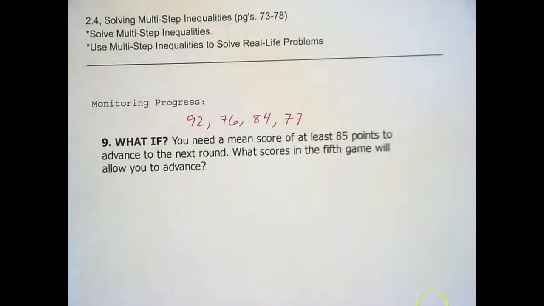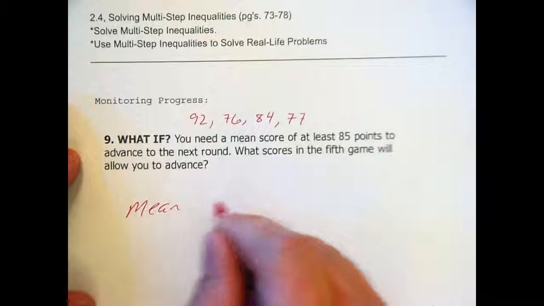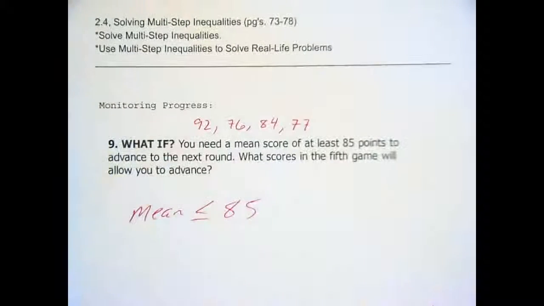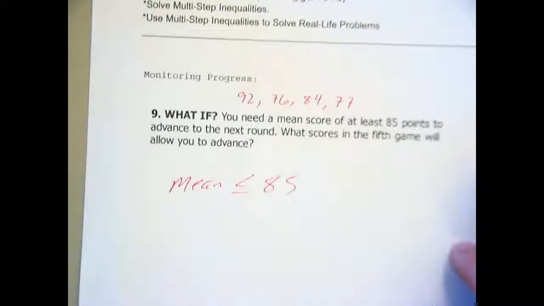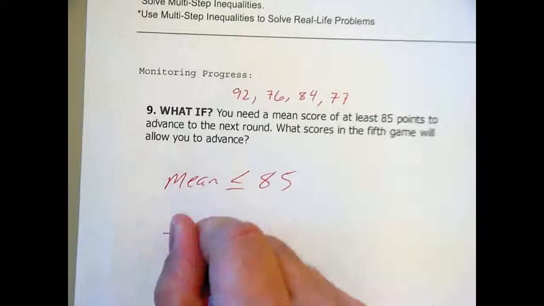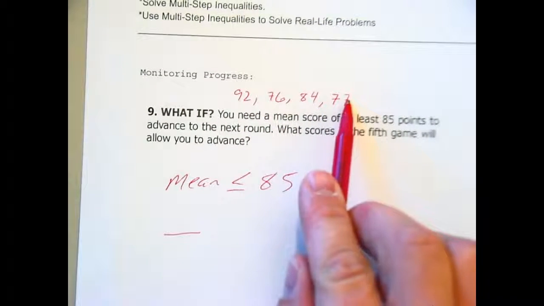So sometimes it helps to write a verbal model. If we say our mean has to be at least 85, that's kind of a verbal model. That's a plan. So how do we find the mean again? We add them up and then divide by how many there were. You will divide by 4 if we're finding the mean of these. We need the 5th, so we'll divide by 5.